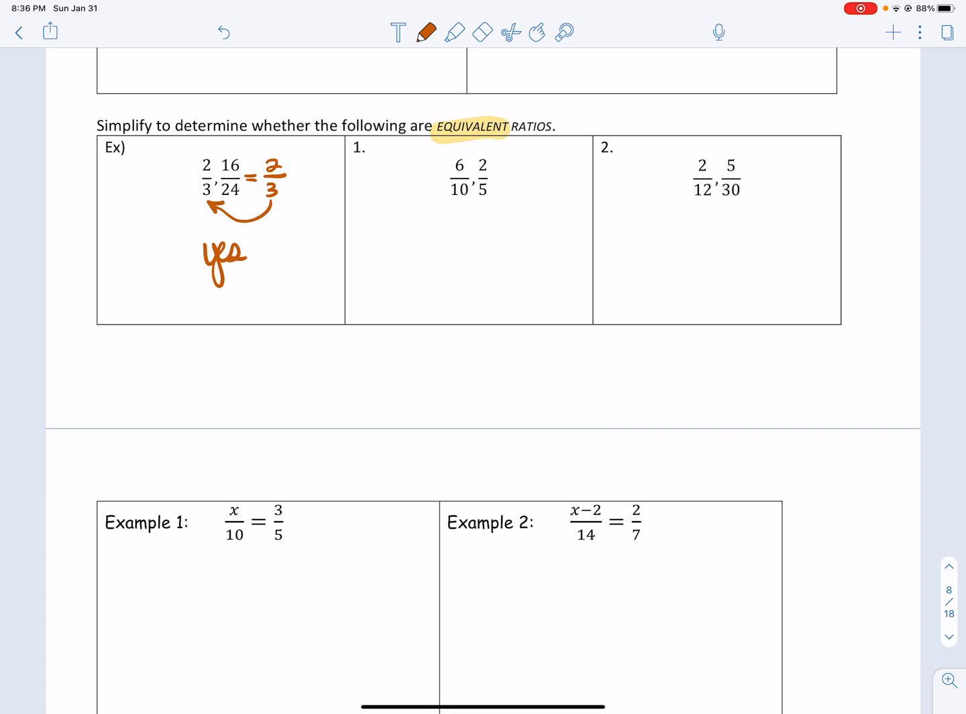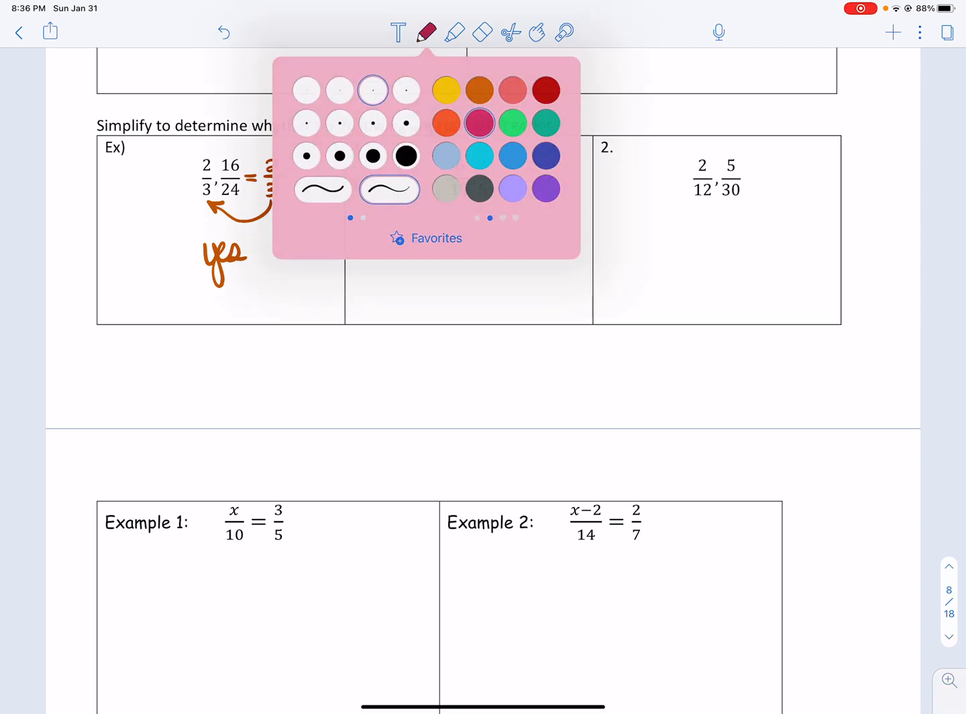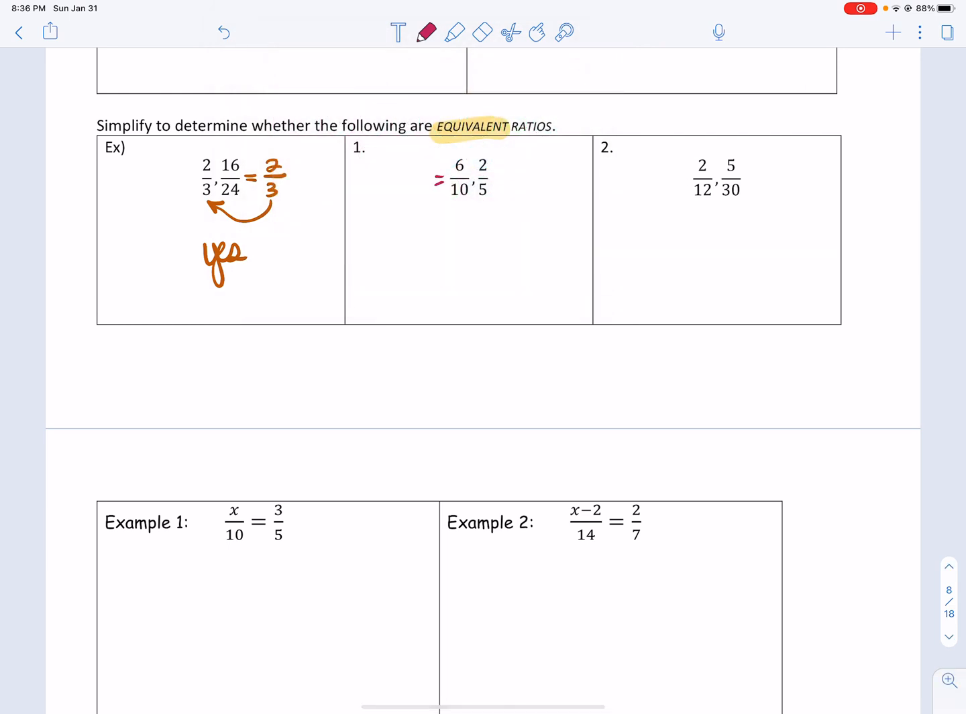Okay, if I look at the next one, 2 goes into 6 3 times. 2 goes into 10 5 times. No, they are not equivalent.